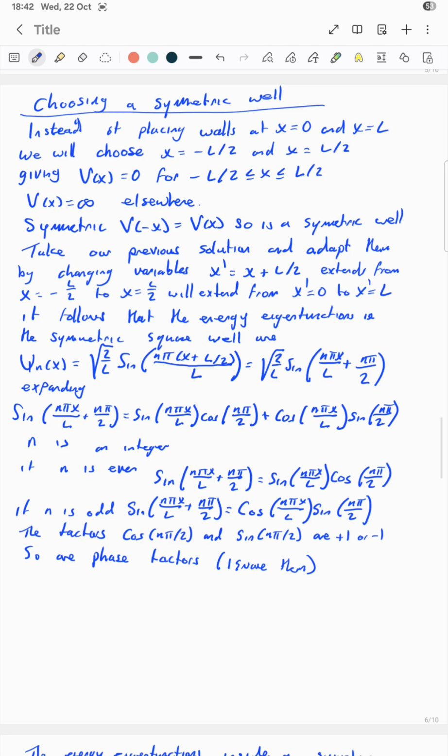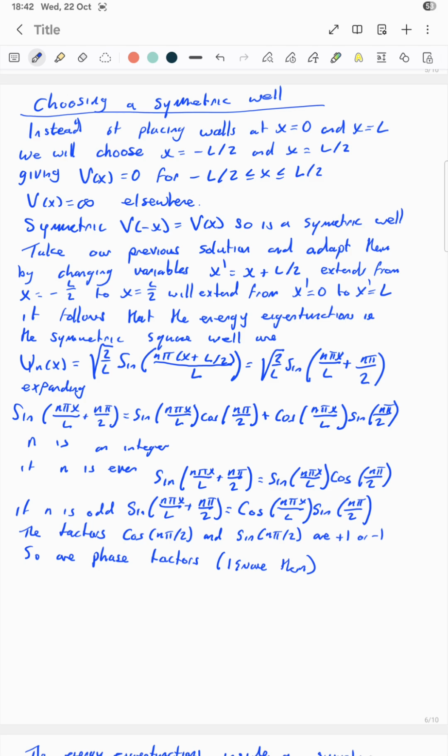Now, choosing a symmetric well. Instead of placing walls at x equals 0 and x equals L, we will choose x equals minus L over 2 and x equals L over 2, giving V of x equals 0 for x in negative L over 2 to L over 2, where V of x equals infinity elsewhere. Now it's symmetric, where V of x equals V of negative x.